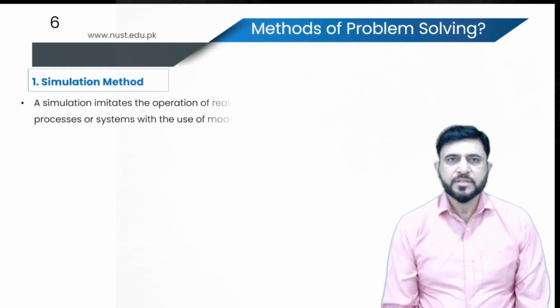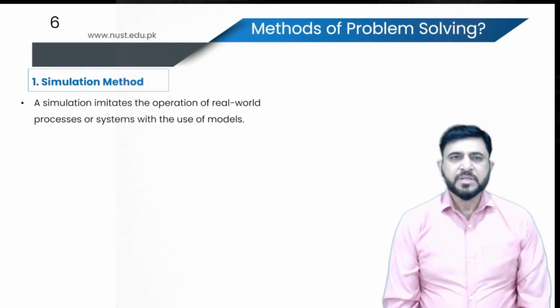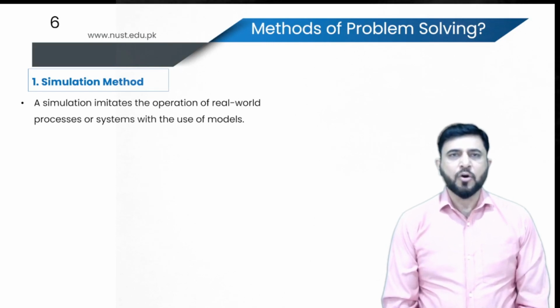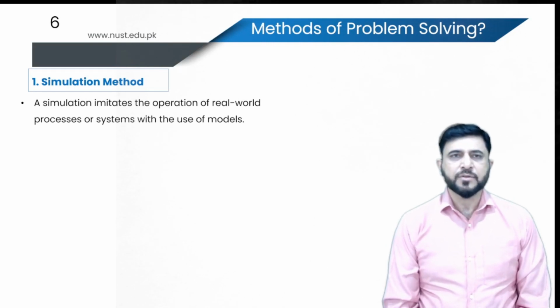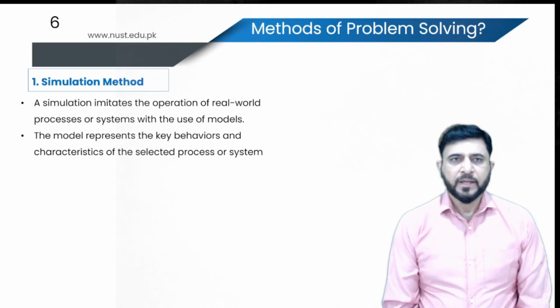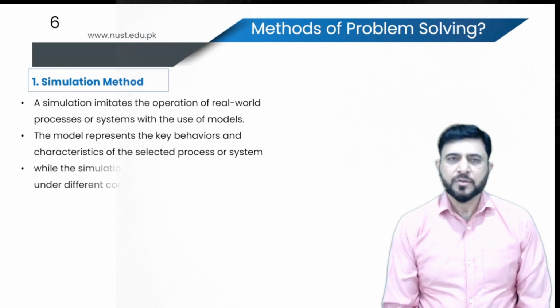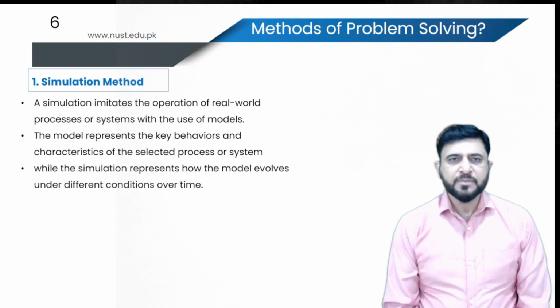First one, simulation method. Basically, a simulation imitates the operation of real-world processes or systems with the use of models. Basically, we draw models and we do simulation. The model represents the key behavior and characteristics of the selected process or system, while the simulation represents how the model evolves under different conditions over time.